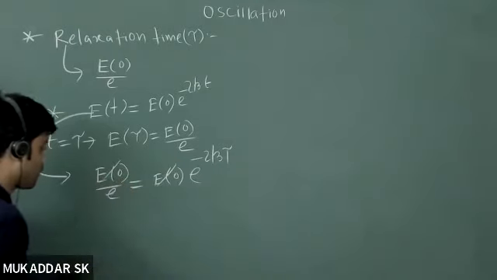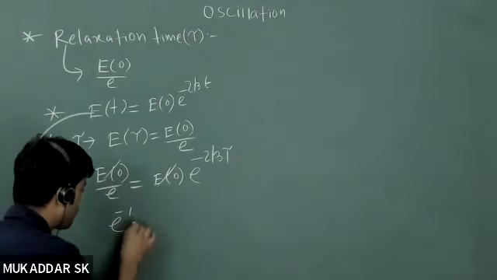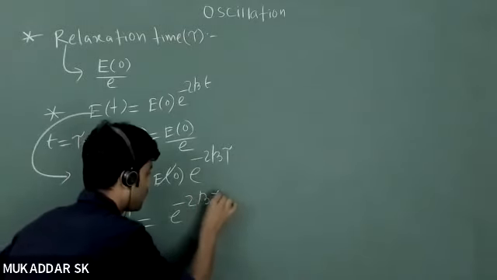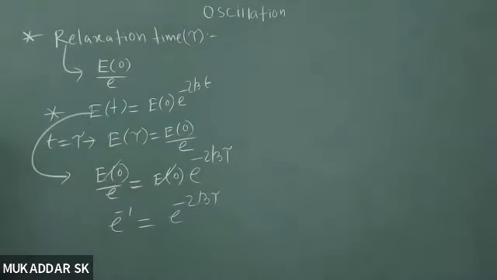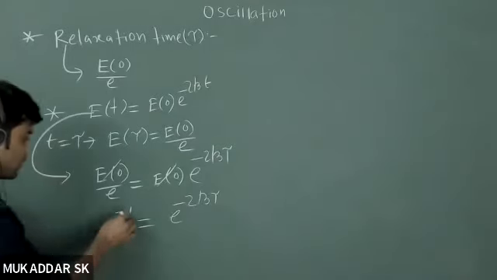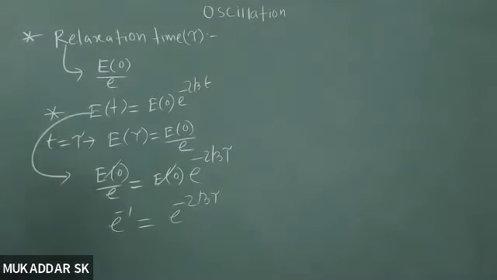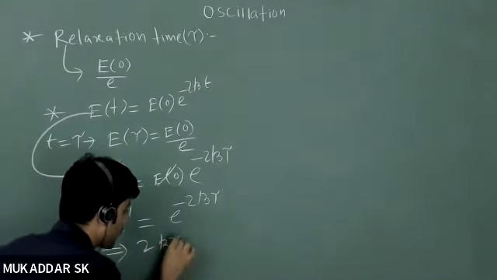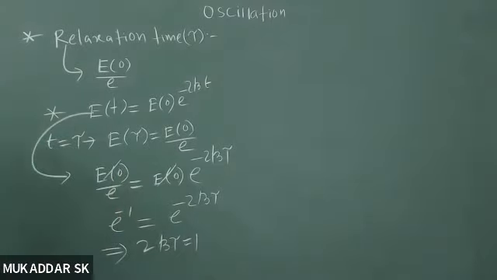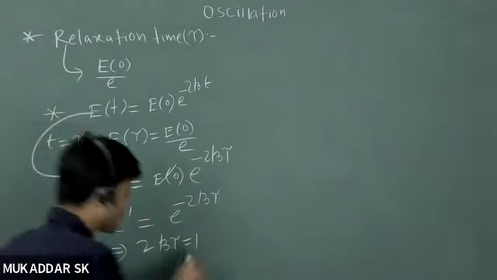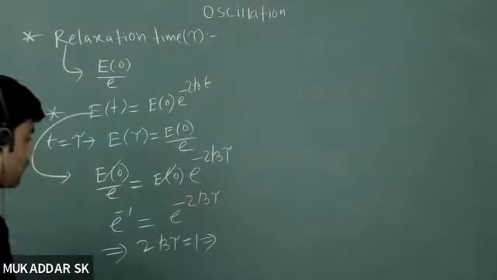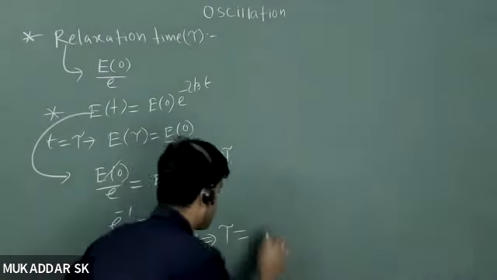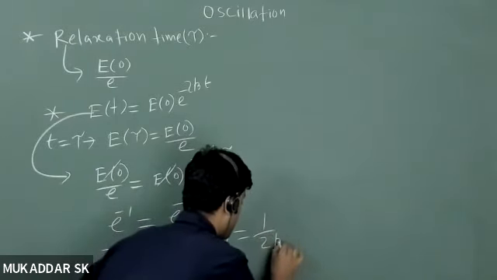So E naught will be gone. Finally you get exponential minus 1 equals exponential minus 2 beta tau. If you compare the exponential powers, 2 beta tau equals 1. From here I can conclude that relaxation time depends upon the damping parameter.